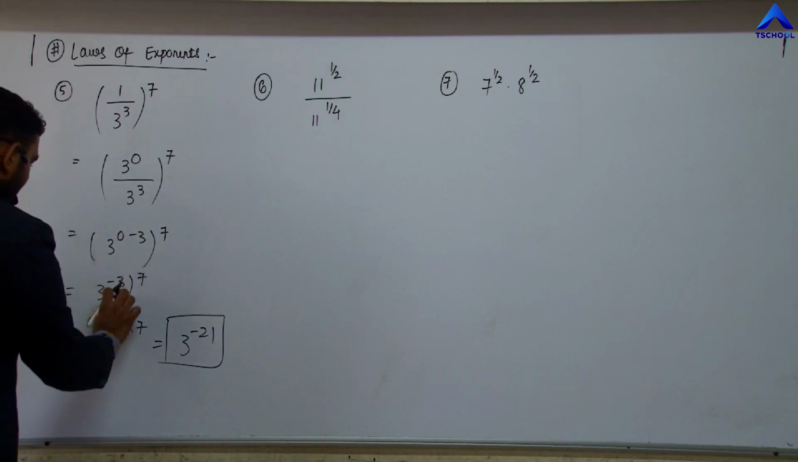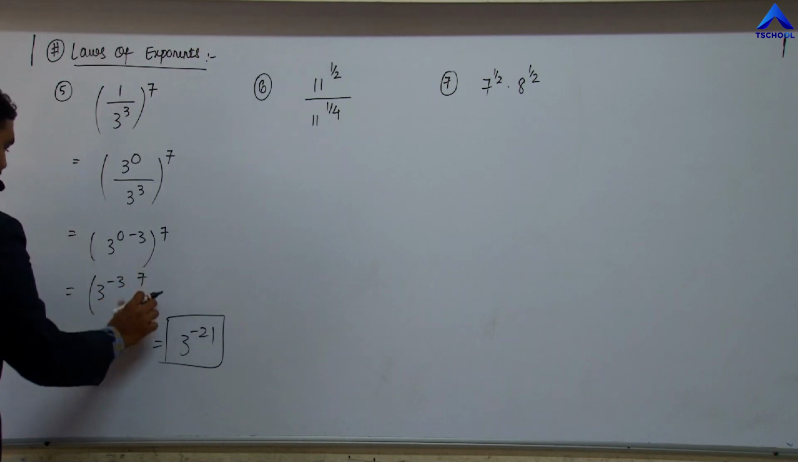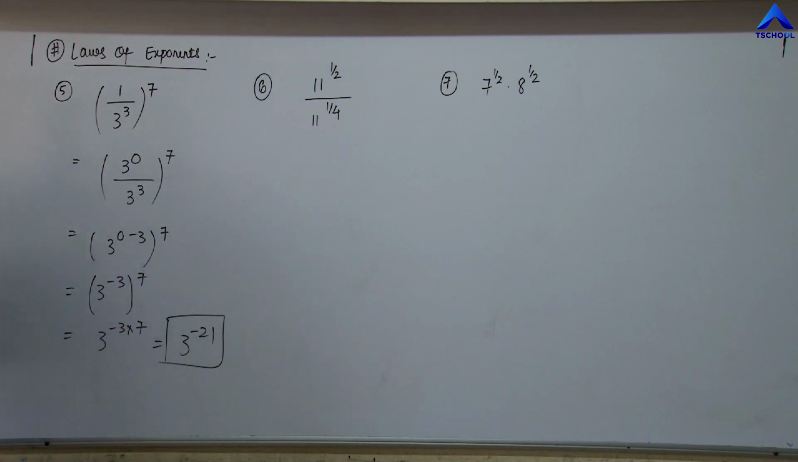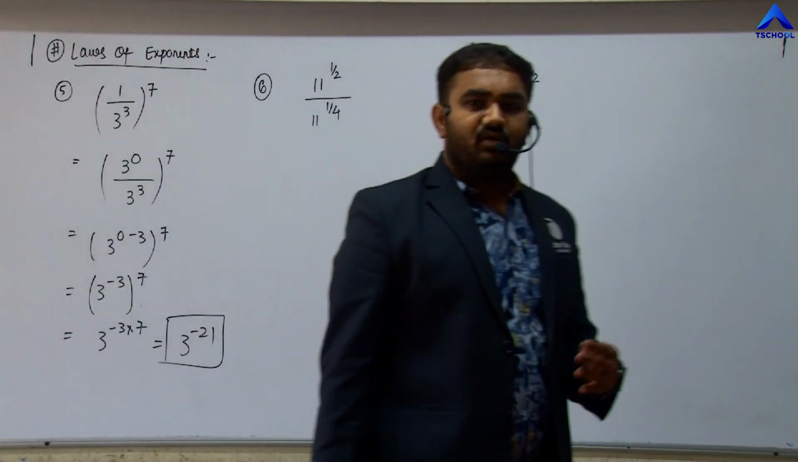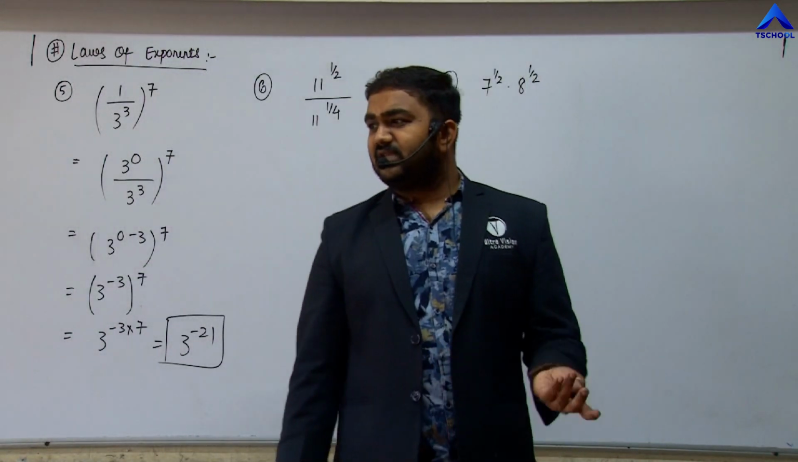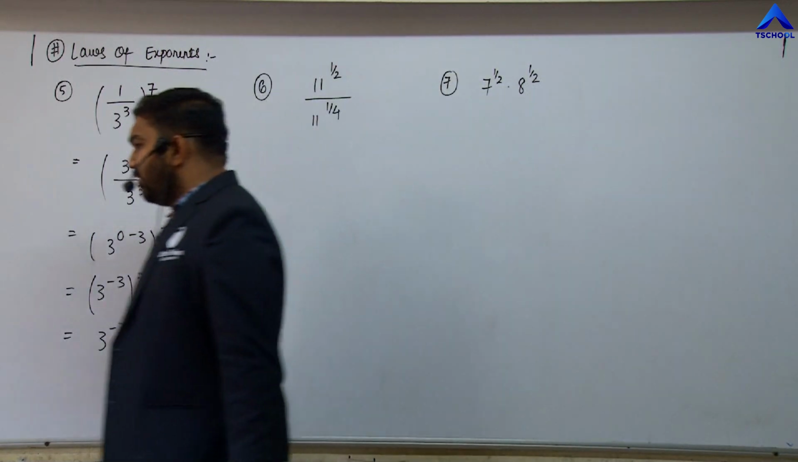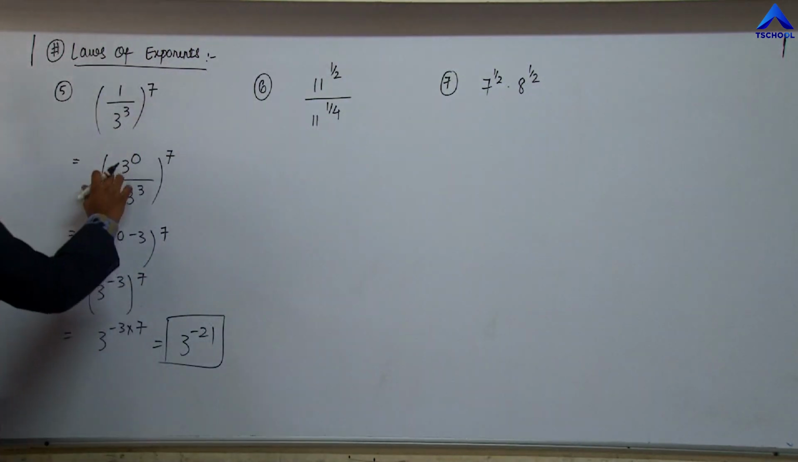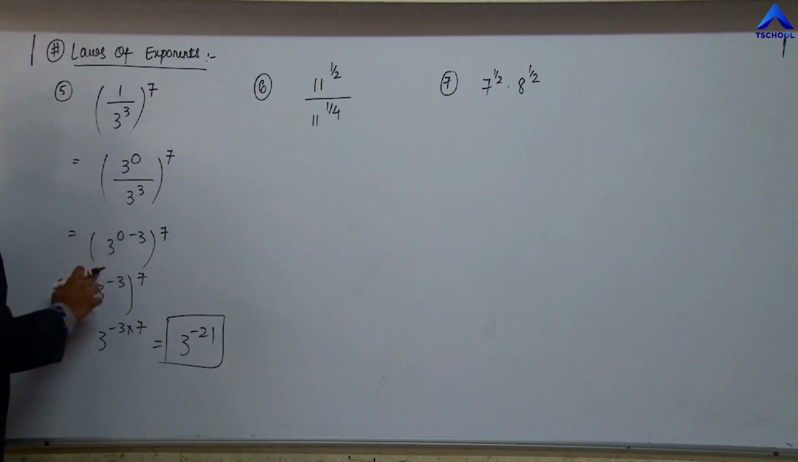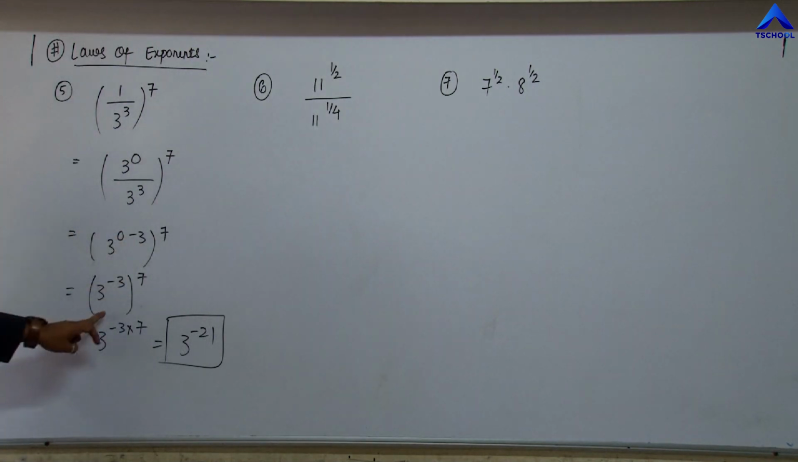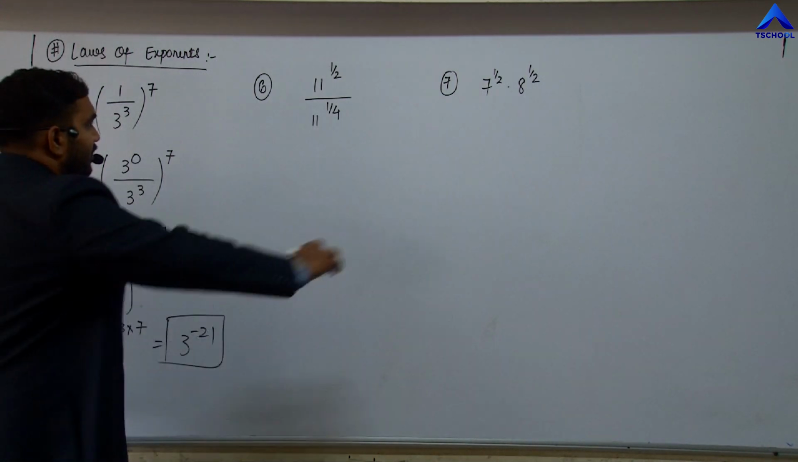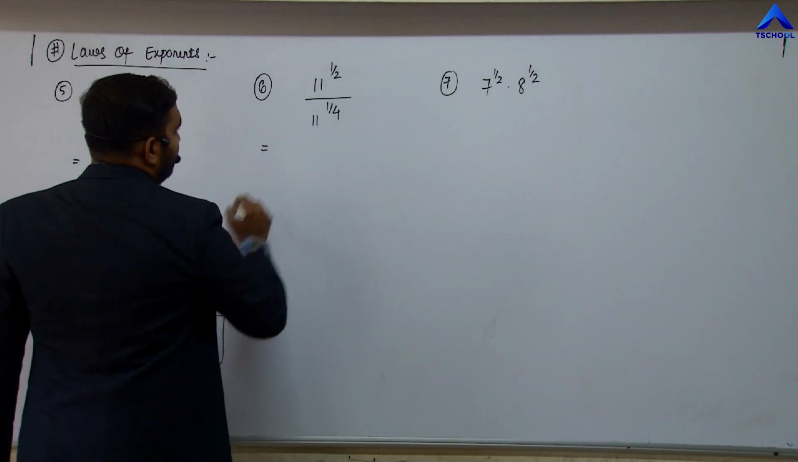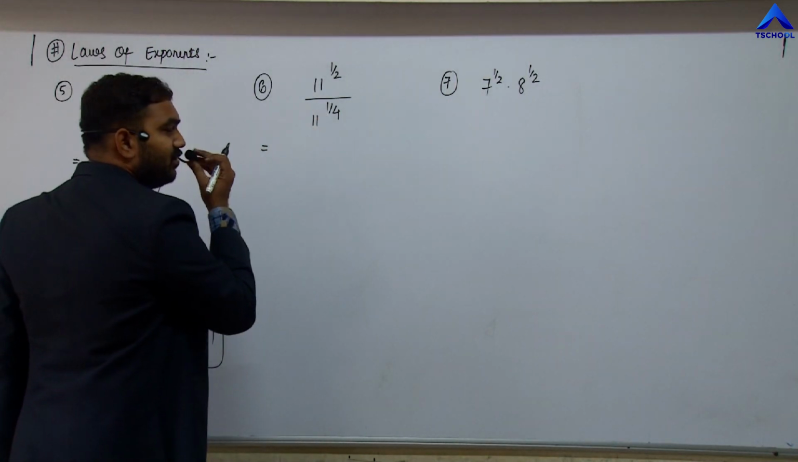But you need to understand that 1 can be written with 0 as the power of any number. Okay, so 1 equals 3 raised to 0 upon 3 raised to 3, that is 3 raised to 0 minus 3, that is 3 raised to minus 3, whole raised to 7, which gives me 3 raised to minus 21.